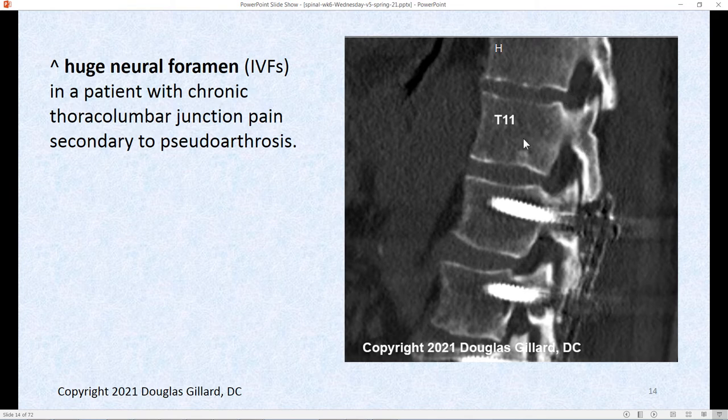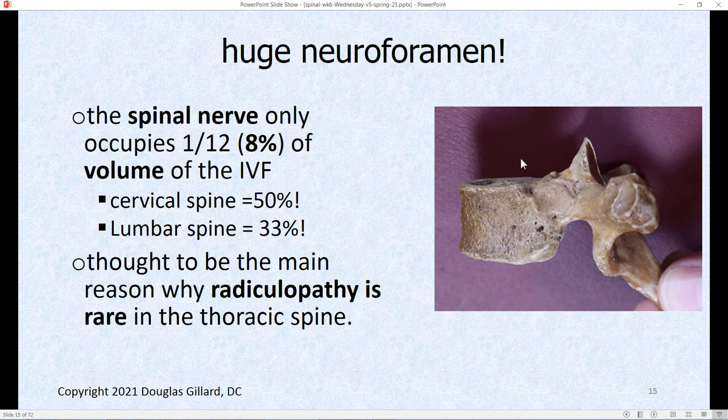And remember, on this CT scan, this is not a superimposition. This is a slice, so we are seeing it. That's probably the right neural foramen there. On an x-ray, everything is smashed flat, so you can't get a single cut. There's no cuts on x-ray. It's like one big smashed cut. Yep, huge neural foramen.